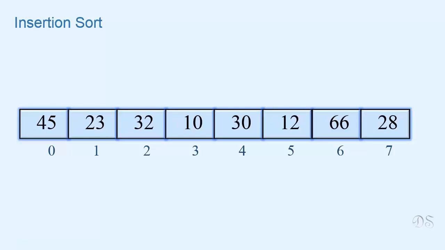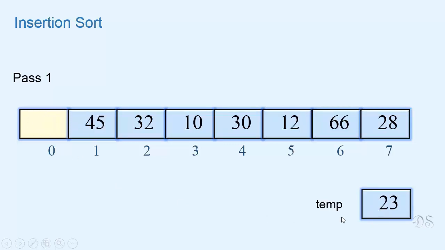We'll take an example and see how insertion sort works. This is an array of 8 elements and we'll sort it in ascending order using insertion sort. In pass 1, this is our sorted part and this is the unsorted part. The first element of the unsorted part is 23 and it has to be placed in the sorted part. Now 45 is greater than 23, so 45 is moved this side and 23 is placed here.